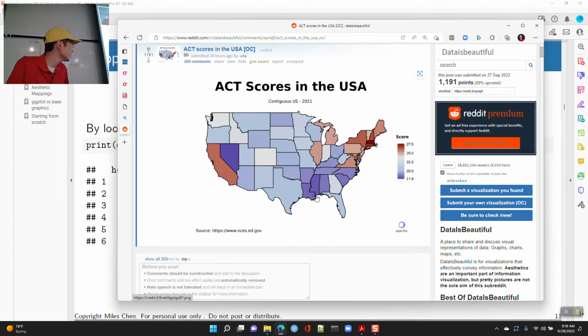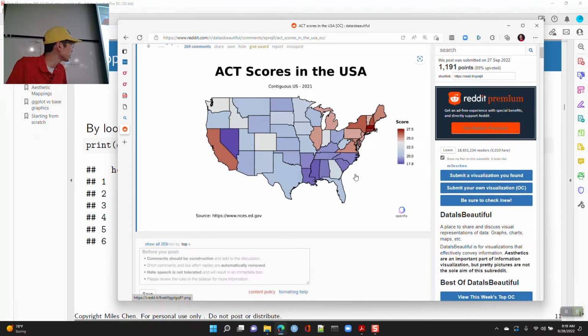But is there a trend that we're supposed to pick up? New England has higher ACT scores. The South has lower ACT scores, the Deep South maybe. And everybody else is just kind of average. I don't know. Something happened between Nevada and California, right? I'm not sure how useful this thing is.